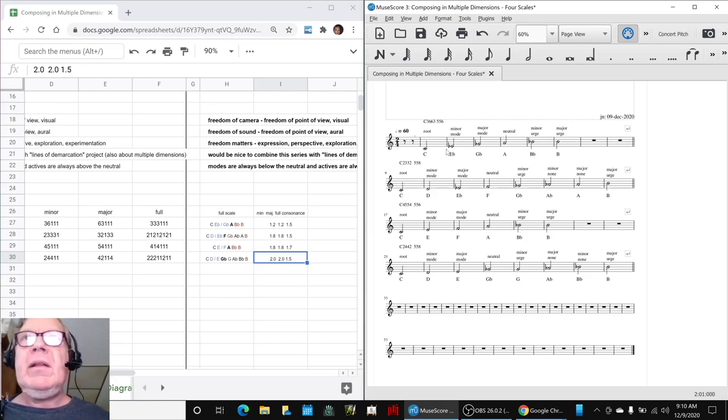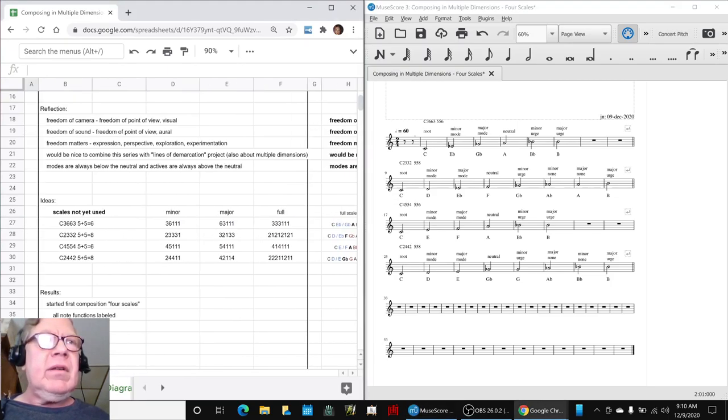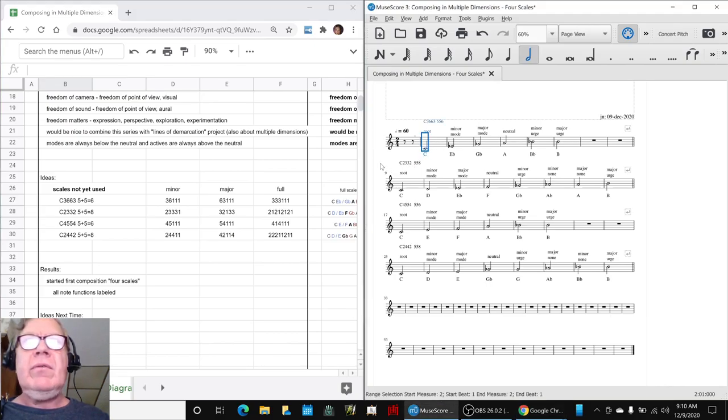where we've simply put in the full scales and gone through and labeled. We also color labeled them here. The blues are the modes, and the reds are the active notes, the urges. So we'll play this for you, and then we will take us home, because we really do need to have some ideas for next time. Here we go, playing the four scales, full scales.